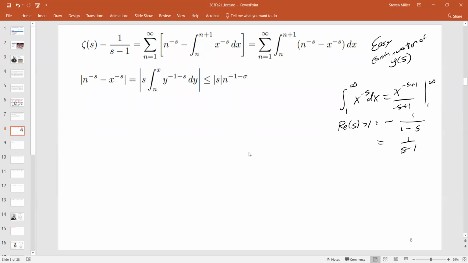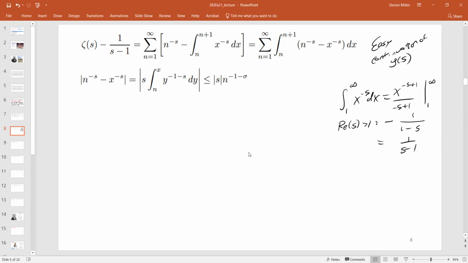This is a little bit similar to the dyadic decomposition. The dyadic decomposition, I had my intervals doubling in length every single time. Here, I just have intervals of the same length. Each one is of length 1. And I look at what's going on in each interval of length 1. And so for each one of them, the integral of x to the negative s is giving me a little bit of a contribution to the 1 over s minus 1.